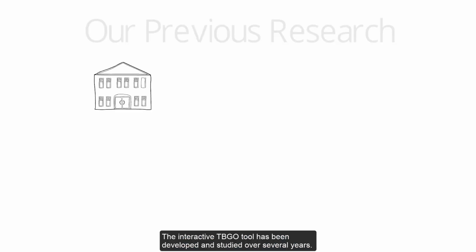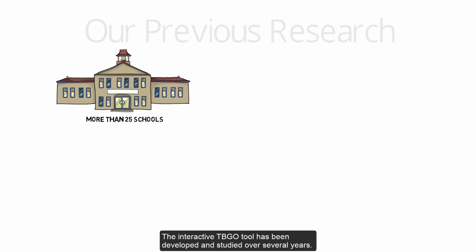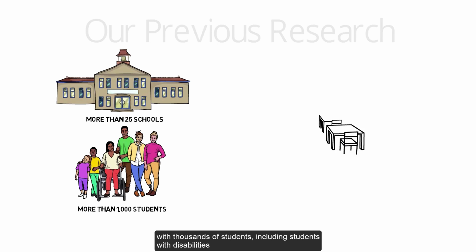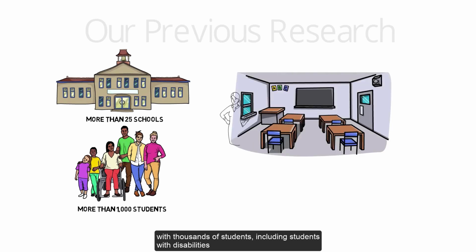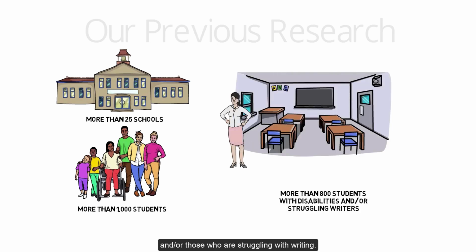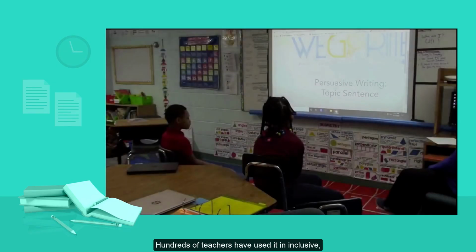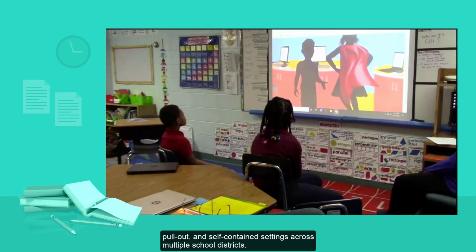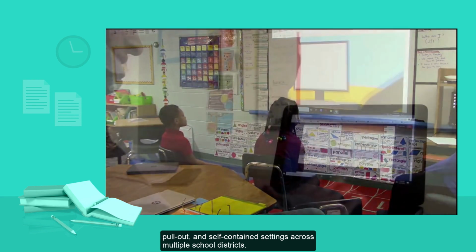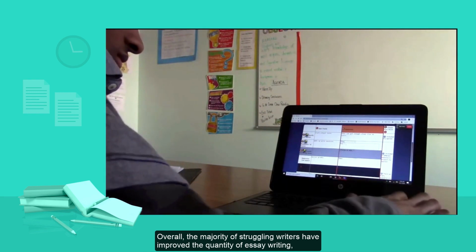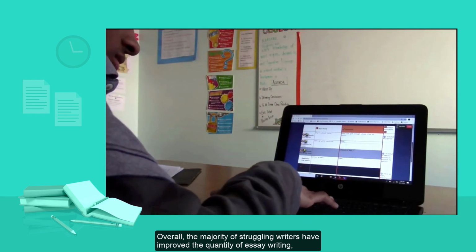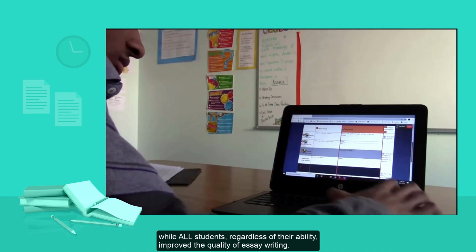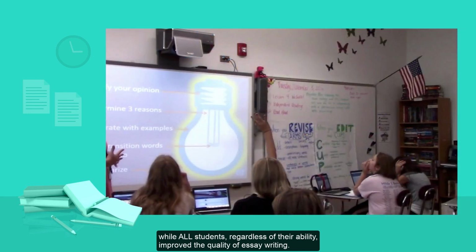The interactive TBGO tool has been developed and studied over several years. Iterations of the tool have been tested with thousands of students, including students with disabilities and/or those who are struggling with writing. Hundreds of teachers have used it in inclusive, pull-out, and self-contained settings across multiple school districts. Overall, the majority of struggling writers have improved the quantity of essay writing, while all students, regardless of their ability, improve the quality of essay writing.